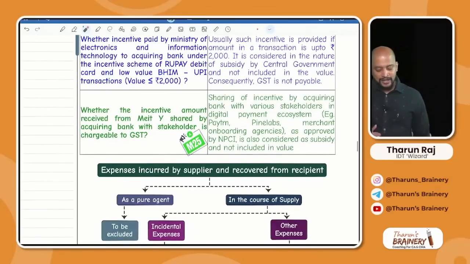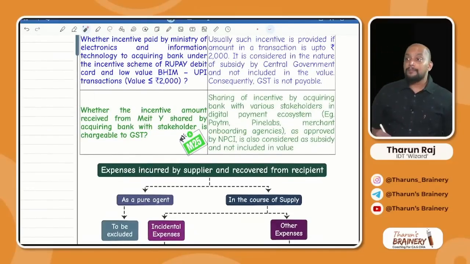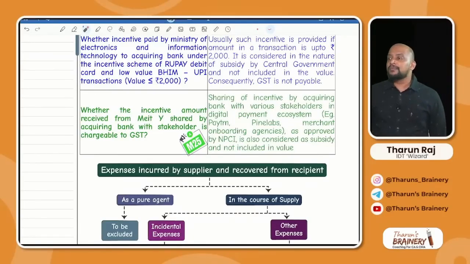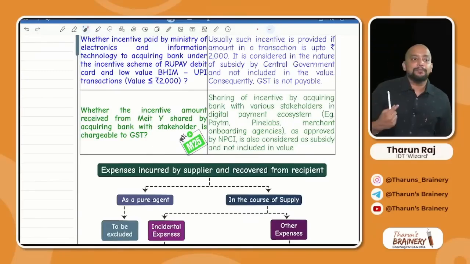Then look into the next one. Whether the incentive amount received by those acquiring banks, so for example, in our case, Paytm, may in turn be transferred to other people who are included in the digital payment ecosystem, like Pine Labs. Pine Labs is one device provider, the swiping device, or merchant onboarding agencies, like that. A lot of people will be there in this UPI ecosystem. So whether all these people will receive the incentive from government? No. Only the acquiring bank will receive the incentive. In turn, that acquiring bank will share the incentive with others also.